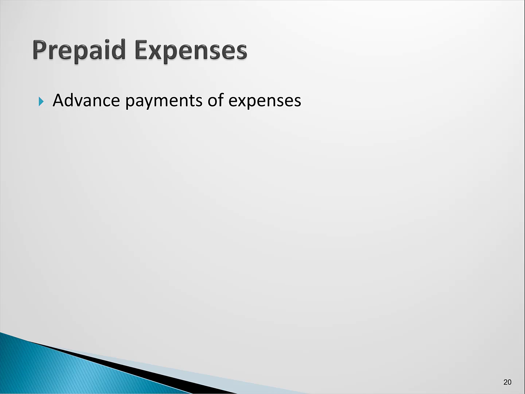Prepaid expenses are simply advance payment of expenses. And we've already talked about this before, such as prepaid rent. So if you're going to prepay for multiple months of rent, you need to increase an asset account called prepaid rent. Why use an asset account instead of rent expense? Because you are prepaying it for multiple months. You have not used it up, therefore it has a future value and should be an asset. And that asset is called prepaid rent.